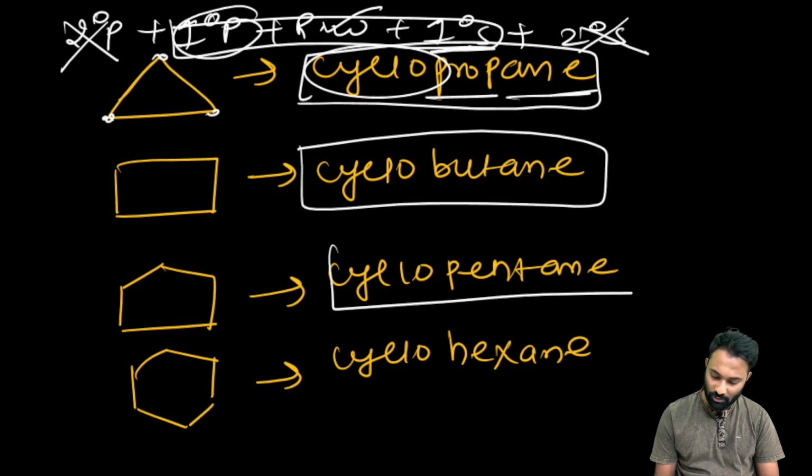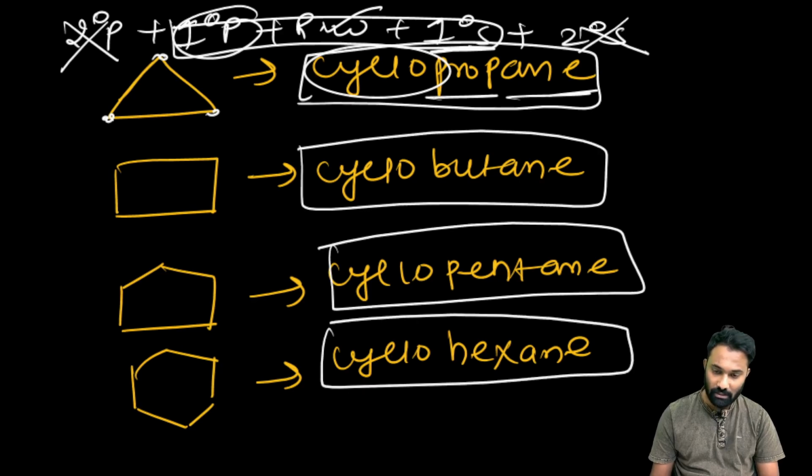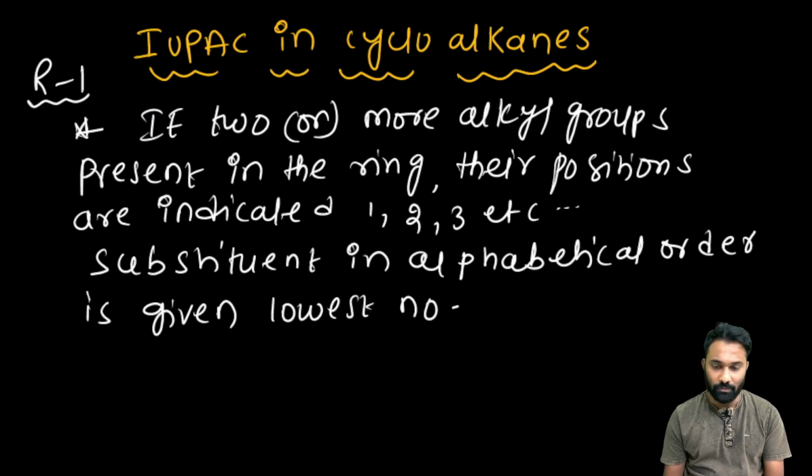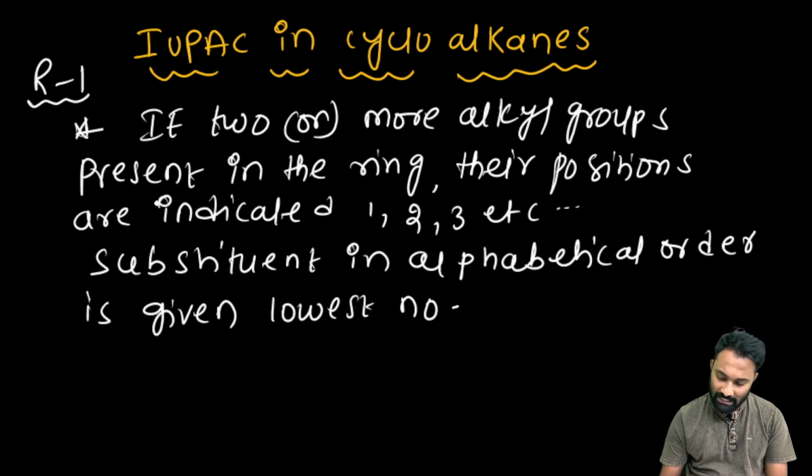Cyclopropane, cyclobutane, cyclopentane, cyclohexane. Done. Now if 2 or more alkyl groups are present in the ring, their positions are indicated as 1, 2, 3, etc. Substituents in alphabetical order are given the lowest number. So this is the first rule.